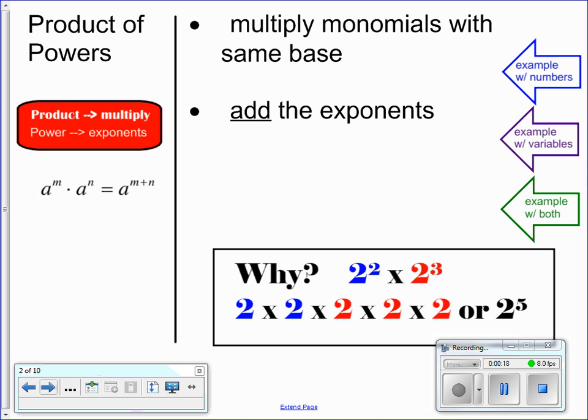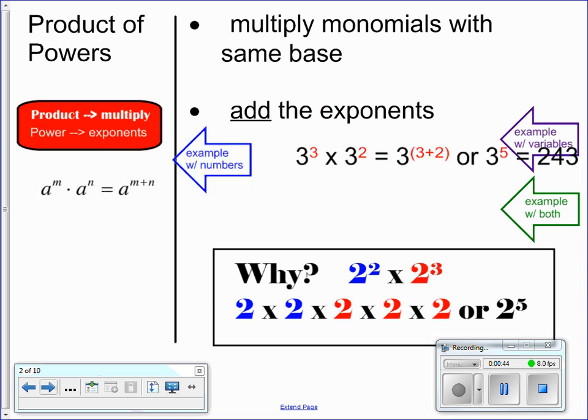So when you have this, you multiply the monomials with the same base, and you add your exponents. For example, 2 squared times 2 to the third. Sorry, 2 squared is 2 times 2, and 2 to the third is 2 times 2 times 2. So we could write this as 2 to the power of 5. So we could keep the base and add the exponents.